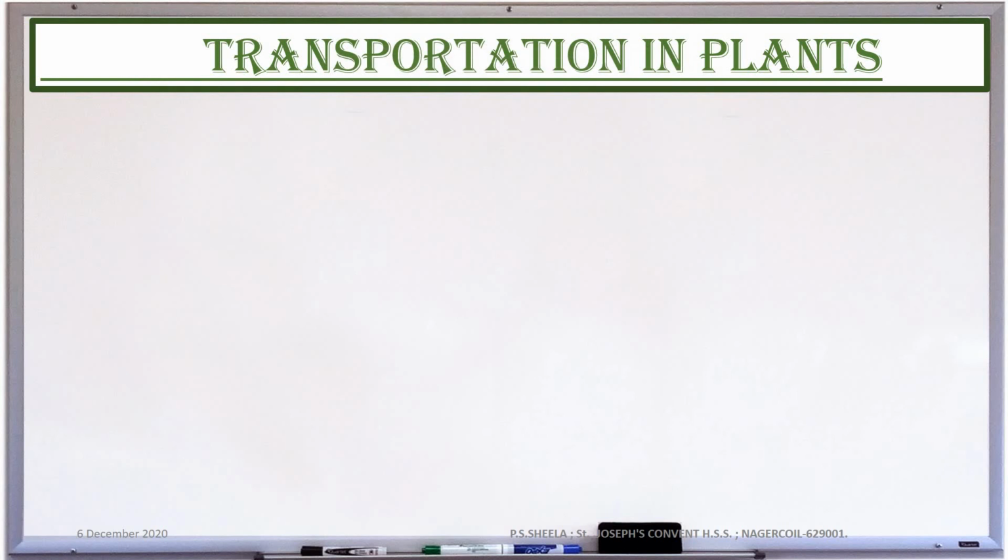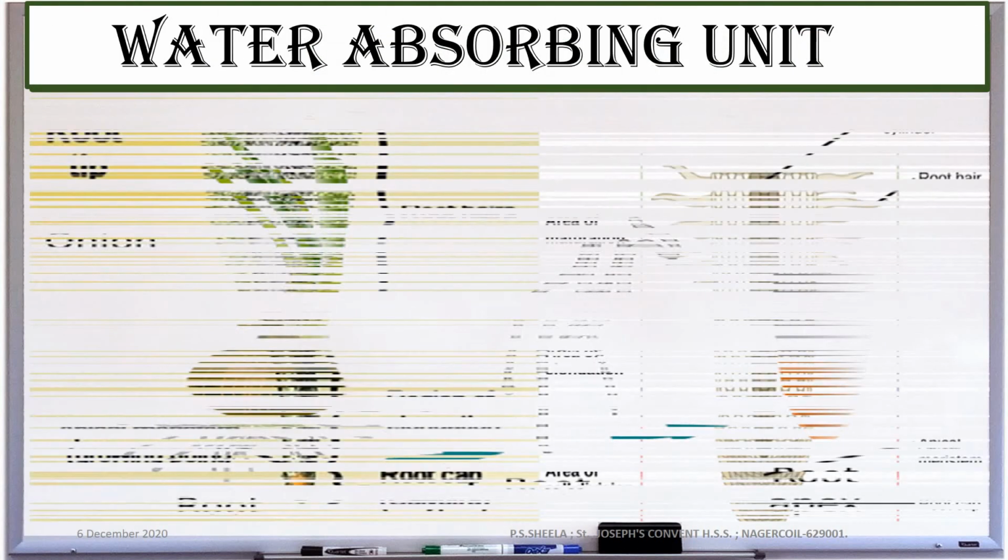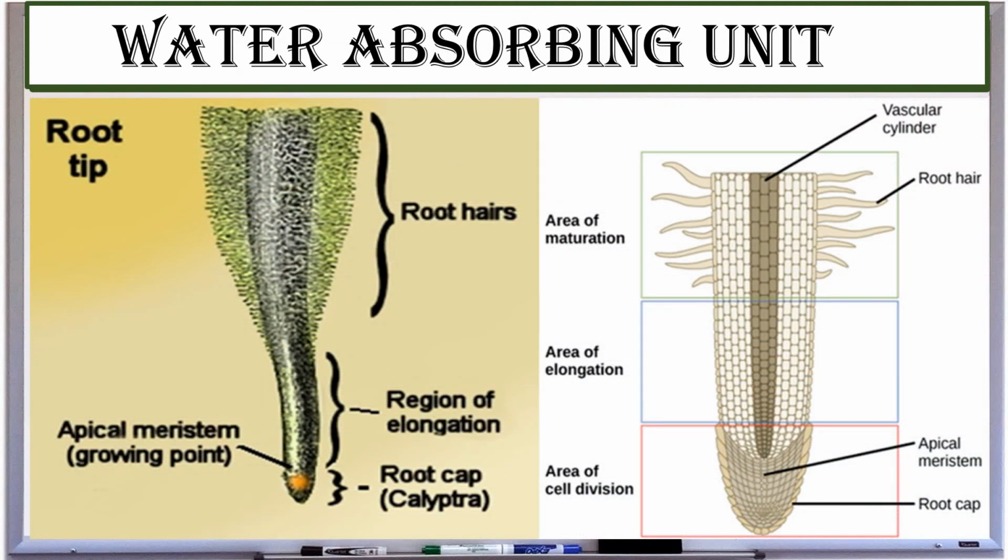In transportation in plants, root hairs play a major role and they become the water absorbing unit. There are millions of root hairs on the tip of the root which absorb water and minerals by diffusion. These are the thin-walled, slender extensions of epidermal cells that increase the surface area of absorption.